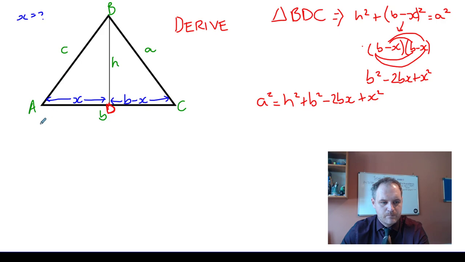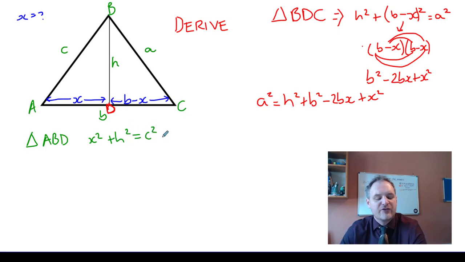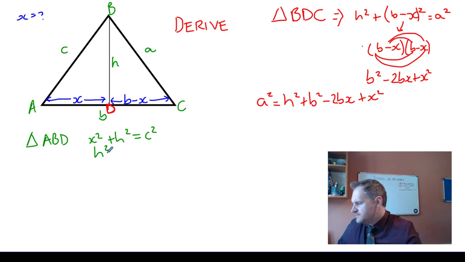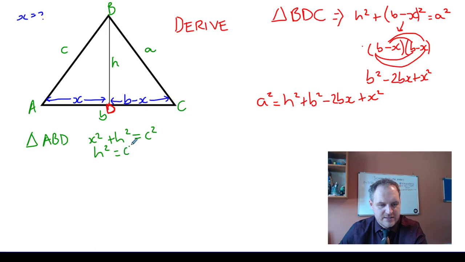So here we go. In triangle ABD, we have another Pythagoras theorem: x squared plus h squared equals c squared. That seems much more sensible. There's no extra bits to expand, but we can rearrange it so that h squared equals c squared minus x squared. The reason that's quite useful is we've already got an h squared over here, so let's pop it in.